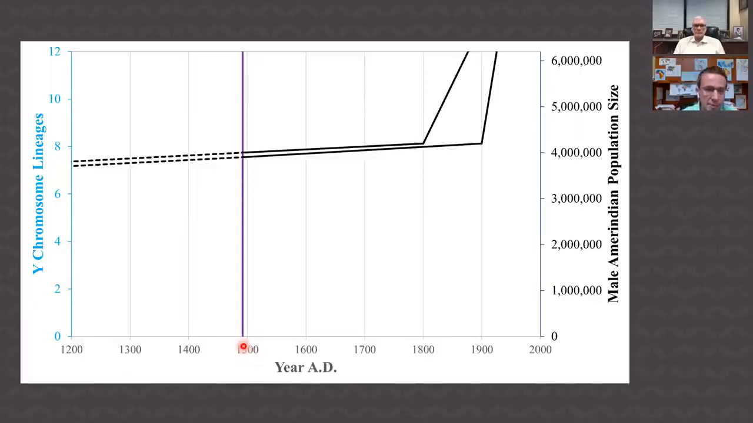So this purple line here is 1492. Down here you have 1200 AD, 1300, 1400, Columbus arrives, 1500, 1600, 1700, all the way down to the present. What we should see is a flat line. A whole bunch of the branches in today's Native Americans are now gone because their relatives, their ancestral relatives, died. And because it was such a massive die-off, we're going to see flatlining that precedes the arrival of Columbus.